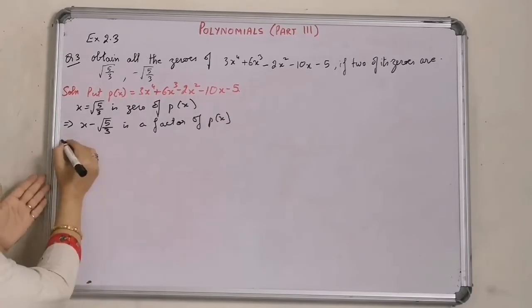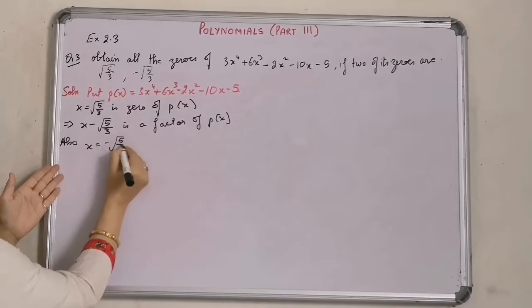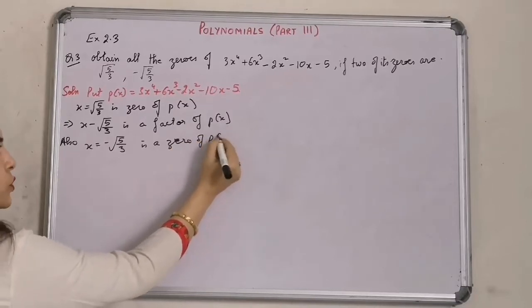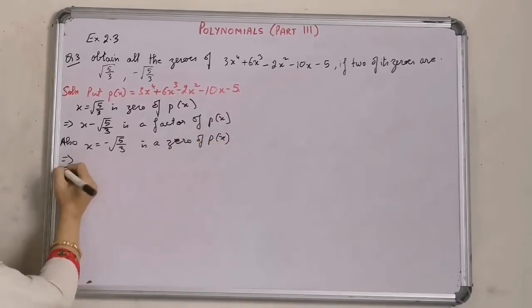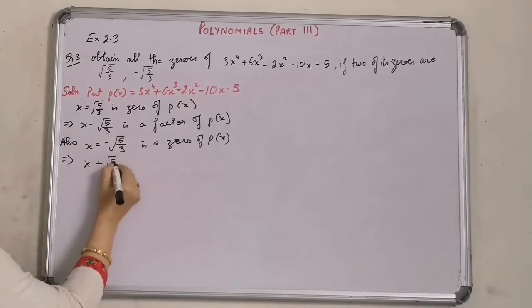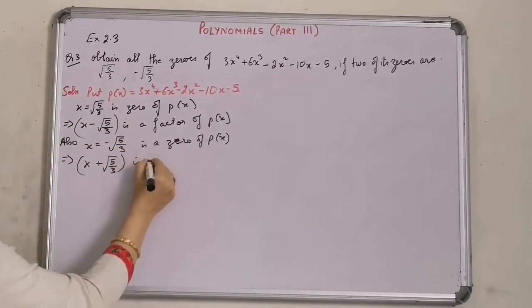Similarly, x is equal to minus root 5 upon 3 is a zero of p(x). This is again given to us. So this again implies, if we bring it to this side, x plus root 5 upon 3 is a factor of p(x).